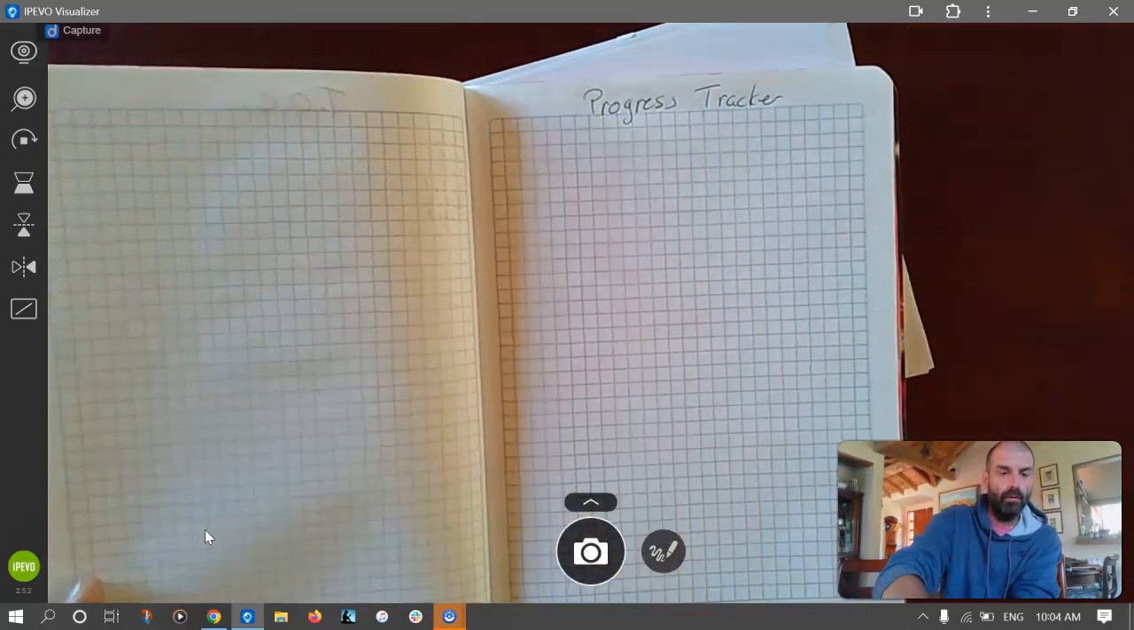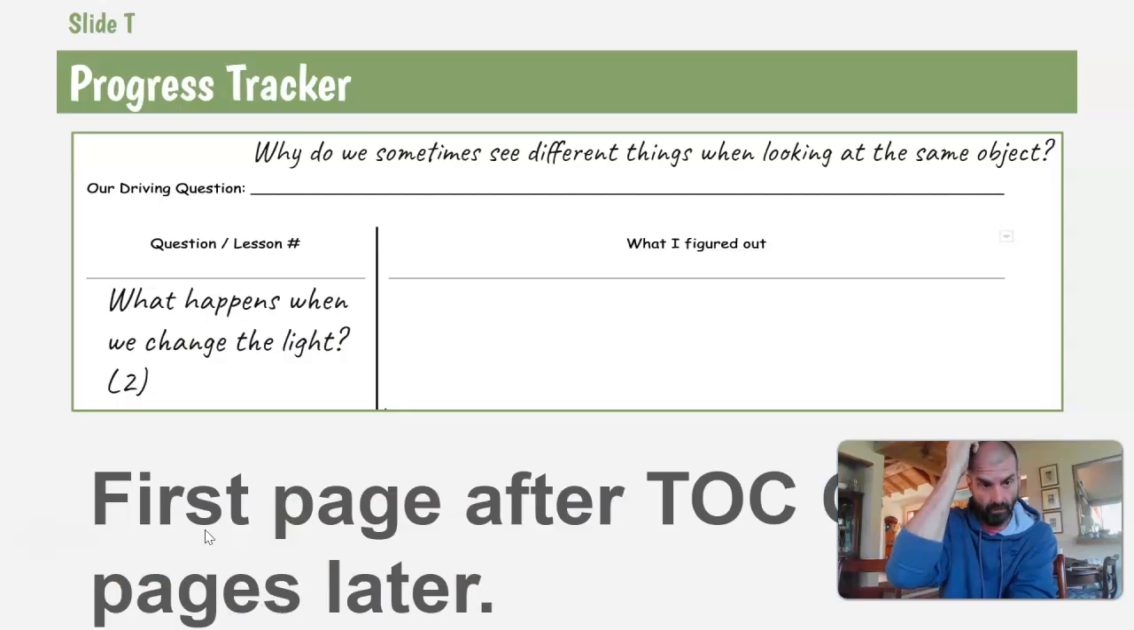Okay, and your progress tracker is this. If that's where you are and you have that place, then you're going to write down this question. Why do we sometimes see different things when looking at the same object? And then you're going to make this T-chart underneath, question/lesson number. What I figured out, you're going to write this question down. What happens when we change the light?